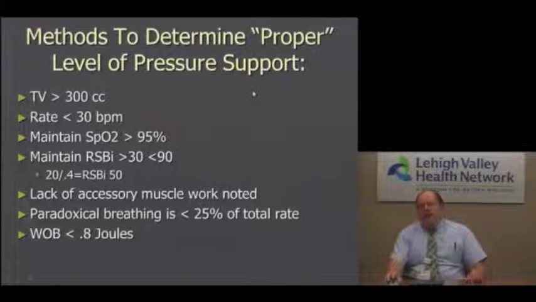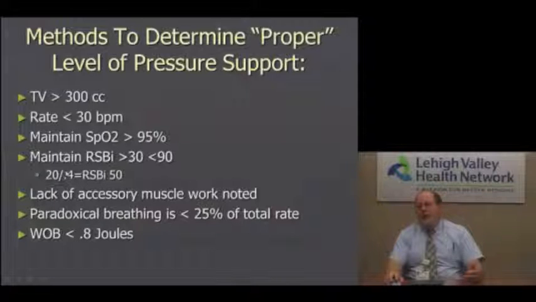And these are different criteria we look at to make sure the patient's getting the proper level of pressure support. Okay? Their tidal volumes are greater than 300, their respiratory rate's less than 30, their SAT's good. Now, we use the RISB a lot. We like to keep the RISB above 30. Less than that means that the ventilator is doing most of the work. And less than 90, so you got fatigue.